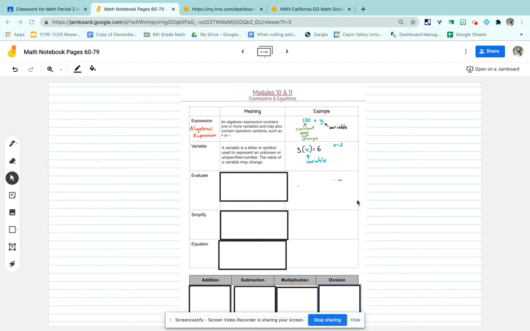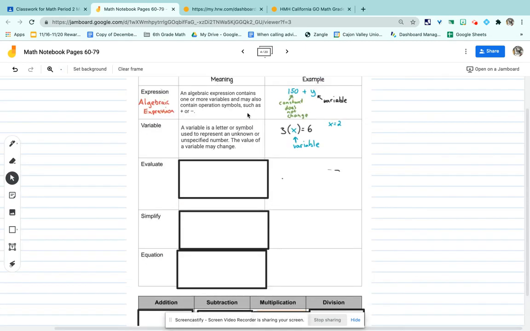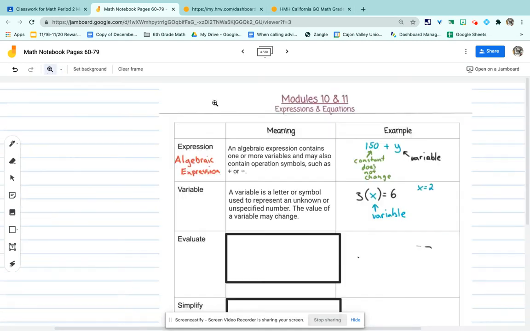We started this page on Monday when we met with our Monday group. And this is page 63 in our math notebook. We're talking about some vocabulary in modules 10 and 11, talking about expressions and equations. I'm going to zoom in a little bit so you guys can see this closer, and we'll talk about what we discussed on Monday first.